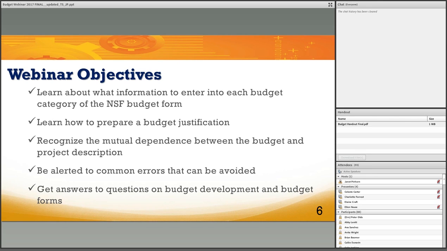Today, we want you to learn how to correctly complete the NSF budget form, how to prepare a budget justification, why a good budget helps make a good proposal, how you can avoid common errors, and where you can find budgeting answers and other help along the way to becoming an ATE grantee.